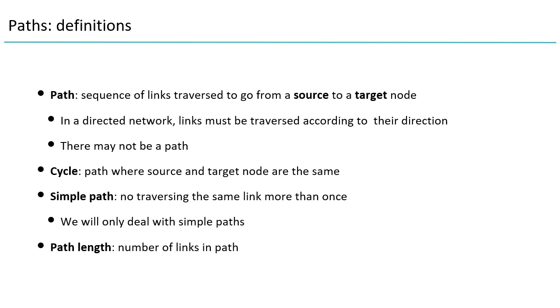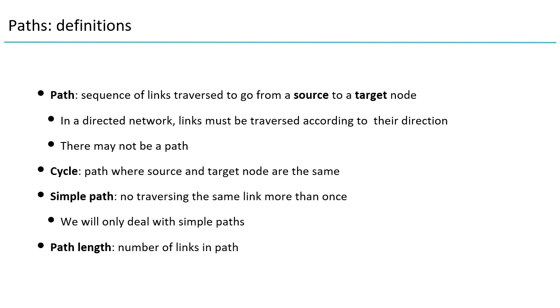So in some cases, you cannot reach the target node because the direction is reversed. Then you cannot cross the link between two nodes. Therefore, there may not be a path in the directional network. In some cases, the cycle is called a path where the source and target node are the same.